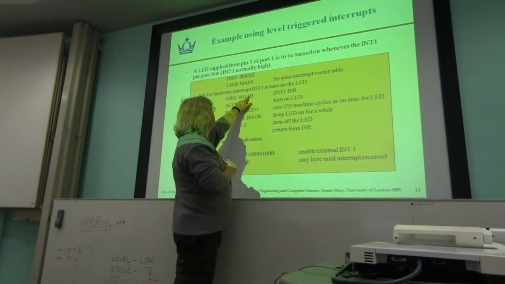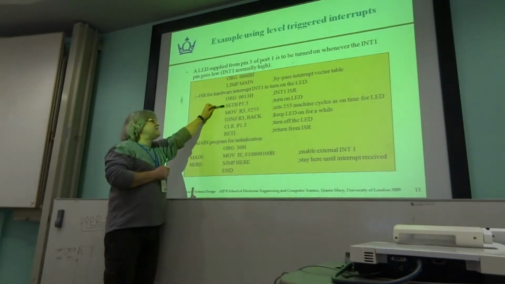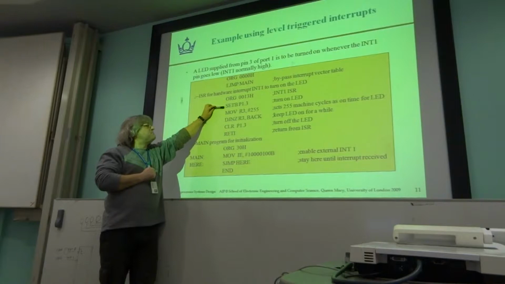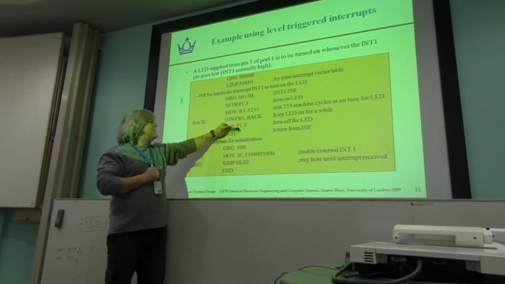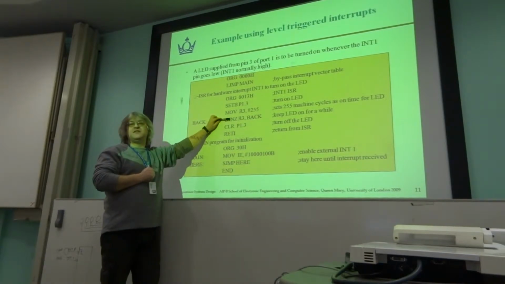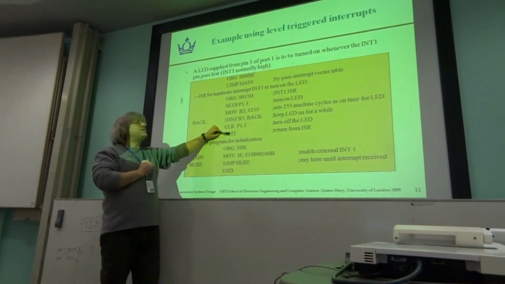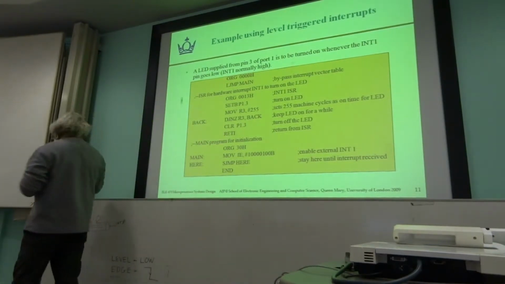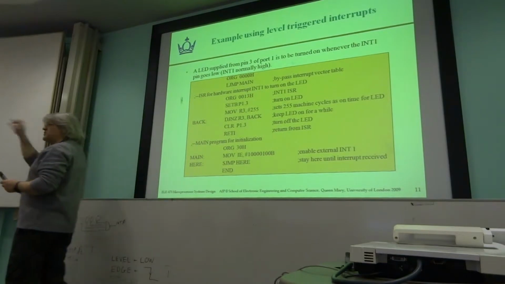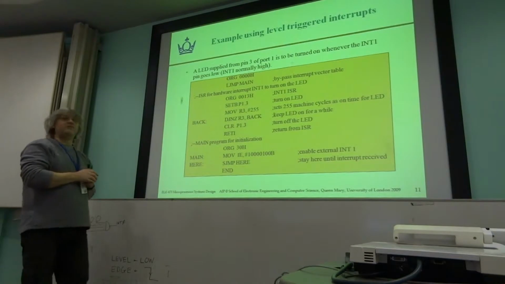So at location 0013, this is the start of the interrupt service routine. First of all, it's going to set the pin associated with the LED. And then we put in a little delay loop. We're loading register R3 with a number, decrementing it, and jumping around here until it reaches 0. When it reaches 0, we clear the pin, the LED, and then we return to the main program. So when you press the interrupt pin, you should see the LED come on for a little bit, and then it'll go off again. That's all. Not very exciting.